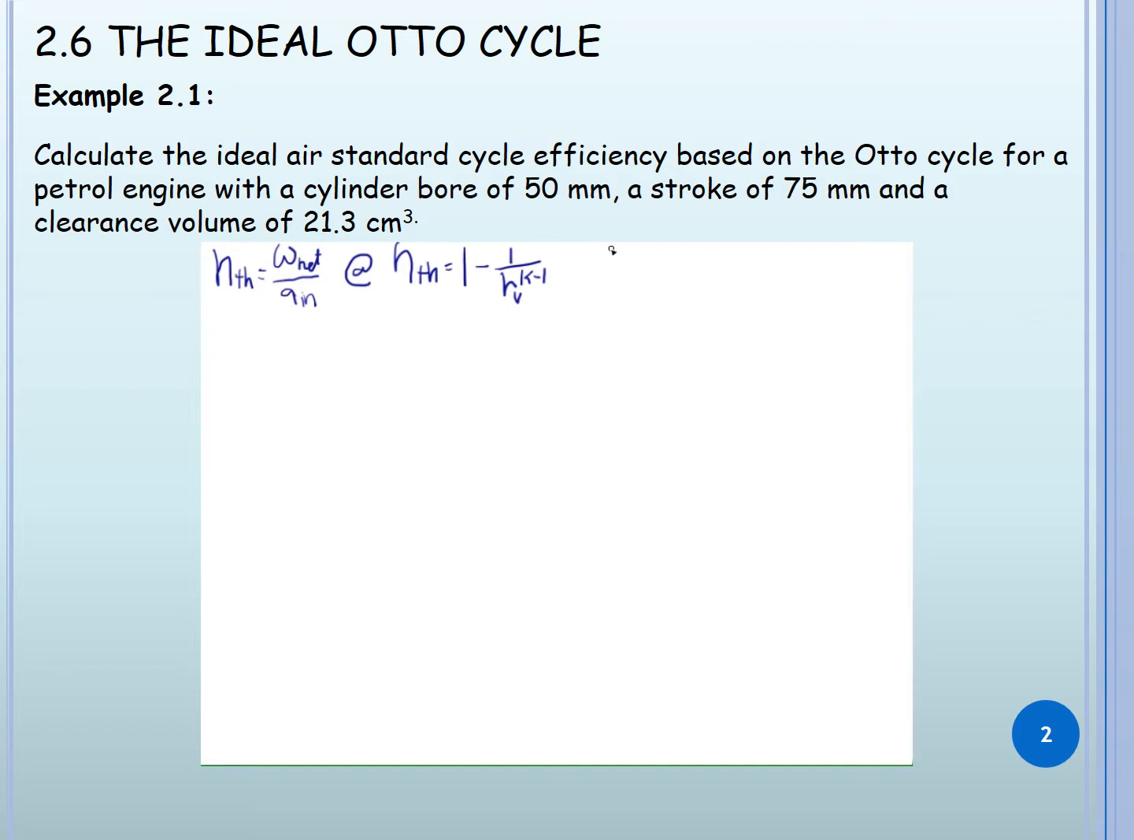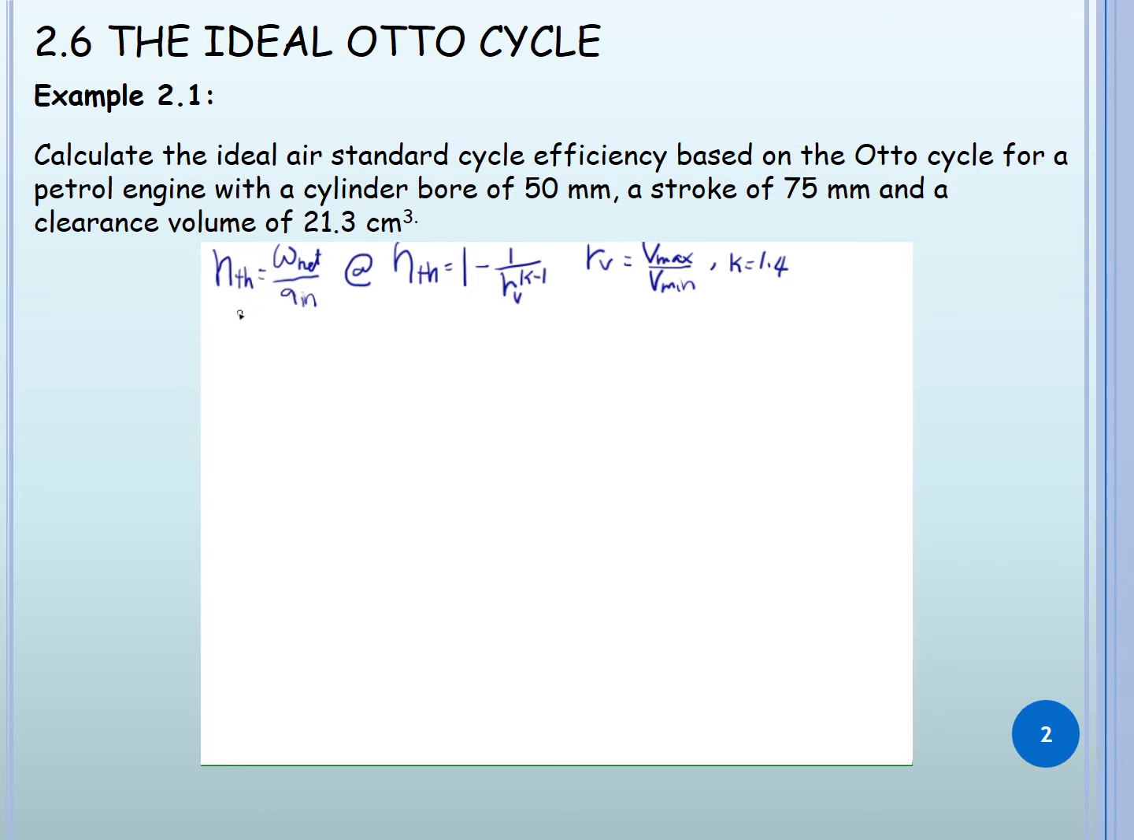So now RV is the compression ratio. The definition of the compression ratio is maximum volume over minimum volume, while K is the specific heat ratio for air, 1.4. It's fixed throughout this chapter. Okay, now which equation or formula do we want to use to solve example 2.1?